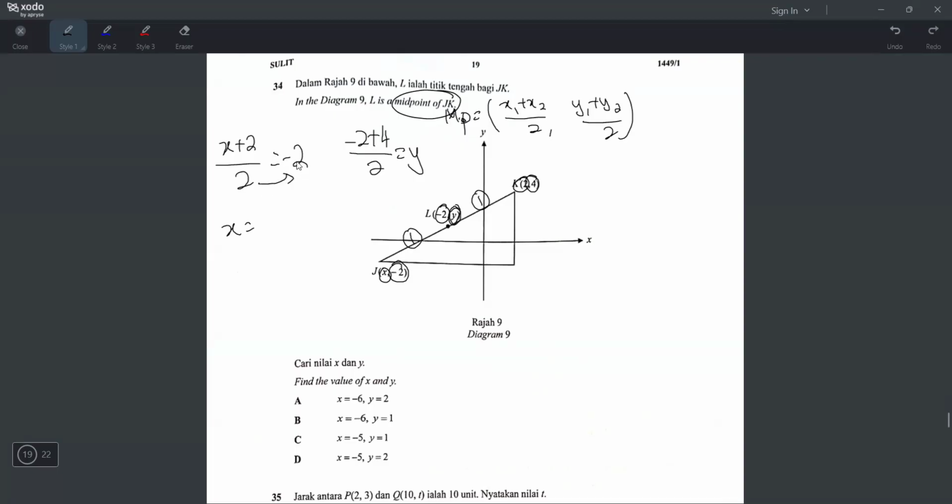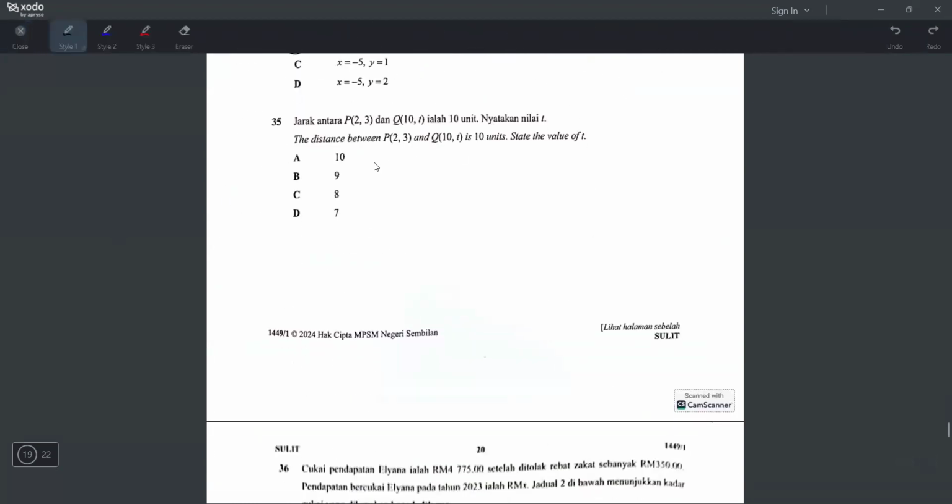-2 divided by 2 already, times 2: -2 times 2 is -4. And then minus 2 is -6, right? Same with this: -2 plus 4 is 2, and 2 divided by 2 is 1. So this is the answer. So A, B, C, D, it's B, right? So that's all.